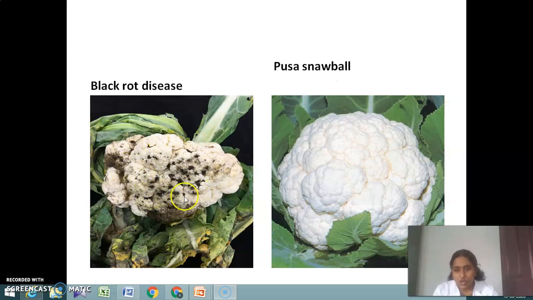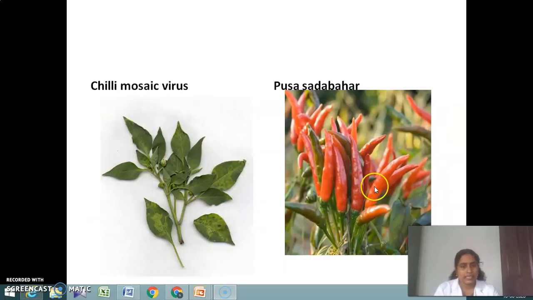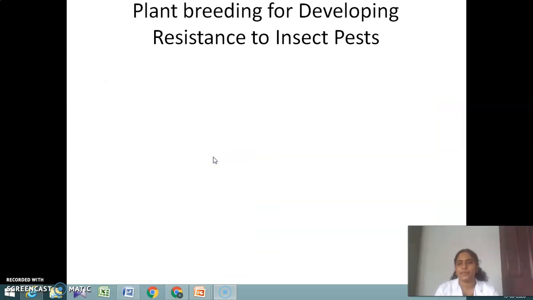Next one, this is white rust disease of brassica, and this is the disease resistant variety Pusa Swarnim. Clear? It's a mustard variety. Then this is black rot disease on cauliflower. This is Pusa Snowball, the disease resistant variety. And this is Pusa Sadabahar, and here there is a plant affected by chili mosaic virus. On the leaf you can see a mosaic shaped structure. We use mosaic for flooring. The same pattern we can see on the leaves of this chili plant, isn't it? So that's about plant breeding for disease resistance.